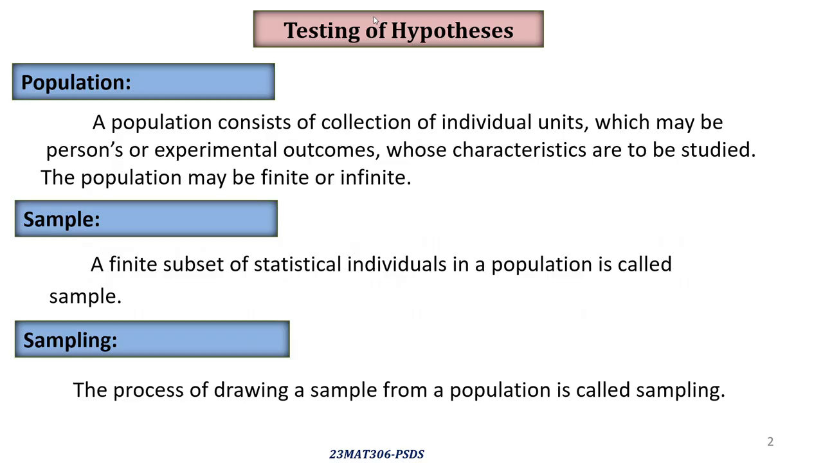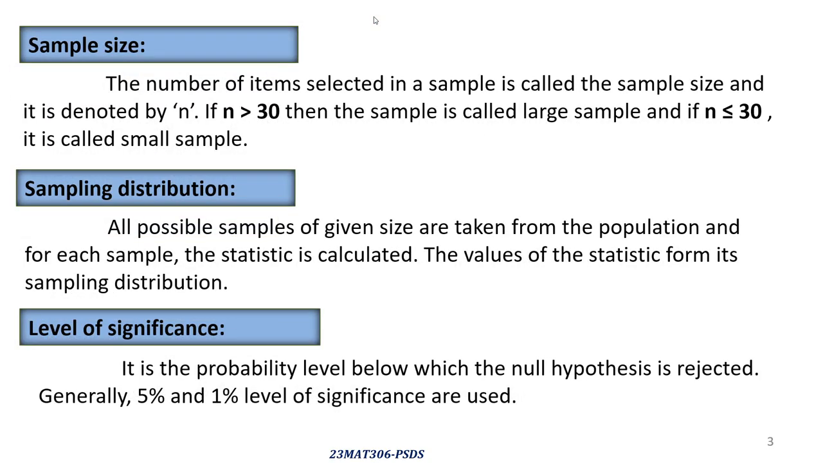First of all, what is population? A population consists of a collection of individual units, which may be persons or experimental outcomes, whose characteristics are to be studied. This population may be finite or infinite, but a sample is a finite subset of statistical individuals in a population. Then what is sampling? The process of drawing a sample from a population is called sampling. Sample size means the number of items selected in the sample, and it is denoted by small n. Depending upon the n value, we speak about the large sample test or small sample test. If n is greater than 30, it is a large sample test, and n less than or equal to 30 means it is a small sample test.